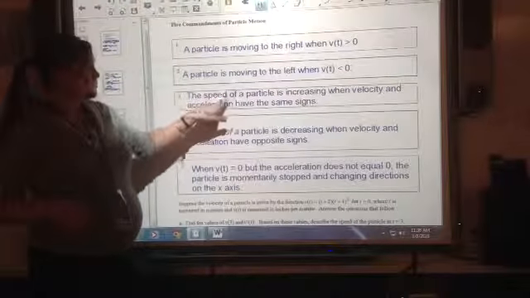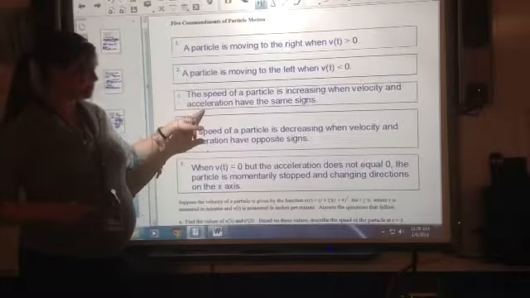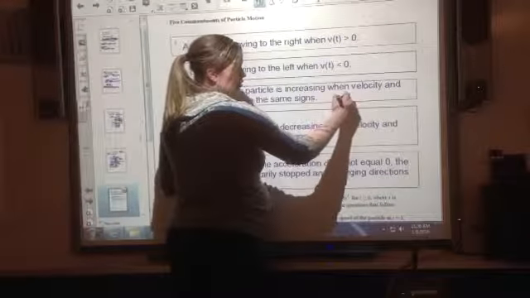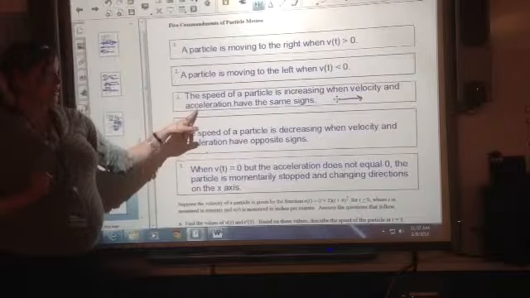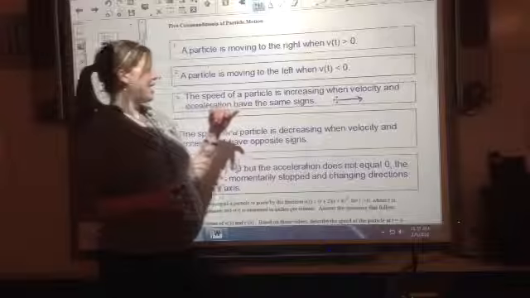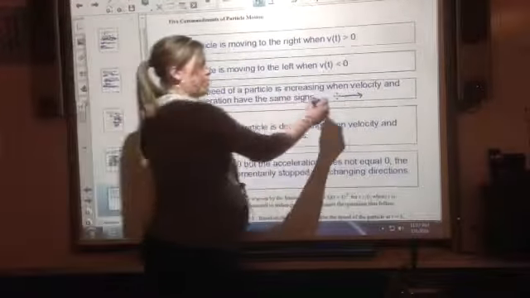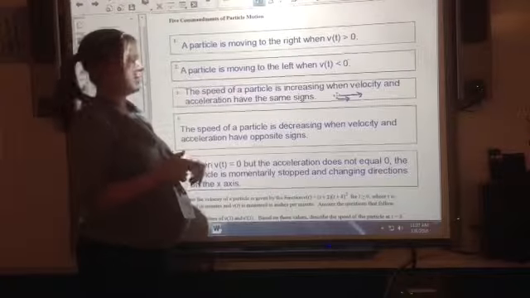So in this one, the speed of a particle is increasing when velocity and acceleration have the same signs. That means, let's say velocity is greater than 0, so the particle is moving to the right. If acceleration is positive, meaning velocity is changing at a positive rate, it's being pushed further this way. It's like pushing on the gas pedal.